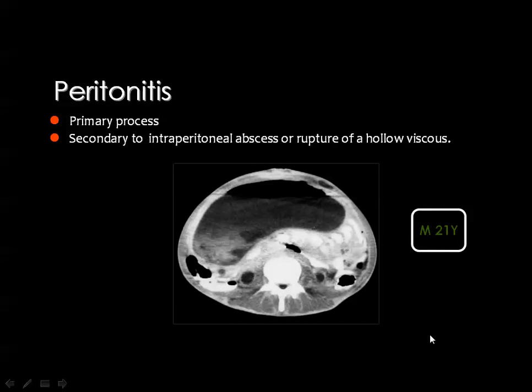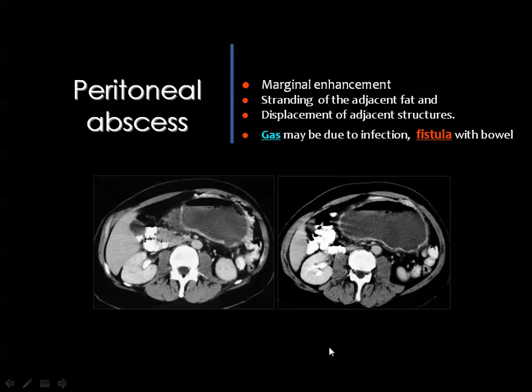And whenever there is a collection of pus within the peritoneal cavity, you have a peritoneal abscess, and this is an example of a huge intraperitoneal abscess with air fluid level. If you look carefully, you can see other abscesses in the retroperitoneal area as well. And this is also a peritoneal abscess, and you see there is thickening and enhancement of the abscess wall, and there is air fluid level inside the abscess cavity.